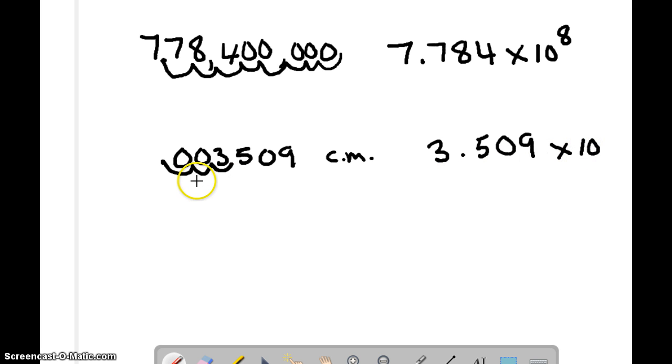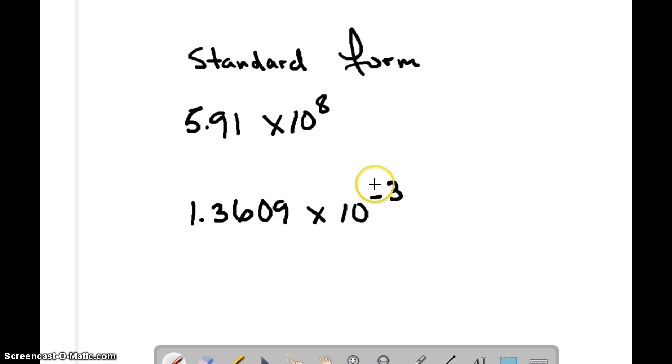And is this number smaller or greater than 1? Well, it looks like it's smaller, 0.003509. So again, 1, 2, 3, times 10 to the negative 3. We'll have plenty of time to practice that in class tomorrow, but that's how you build a scientific notation form. So obviously we can do the opposite of that.